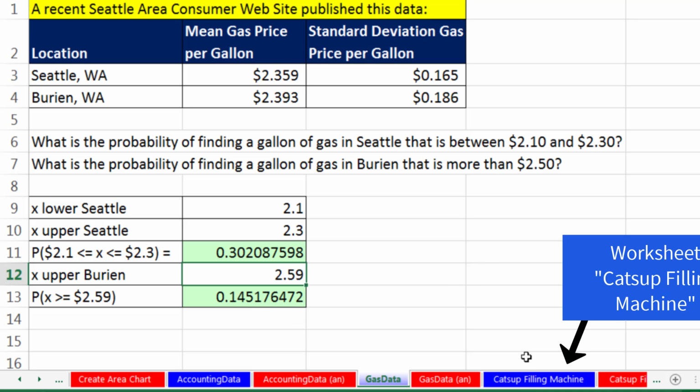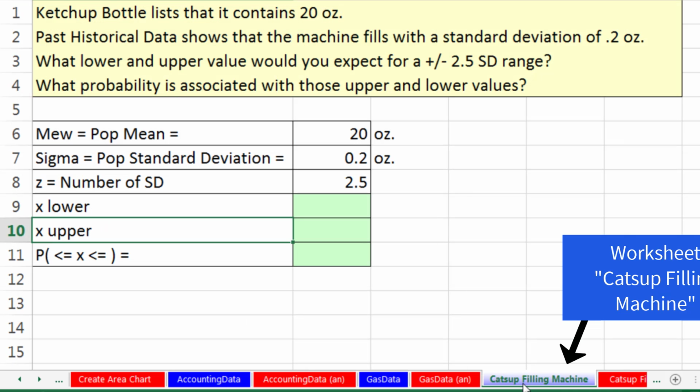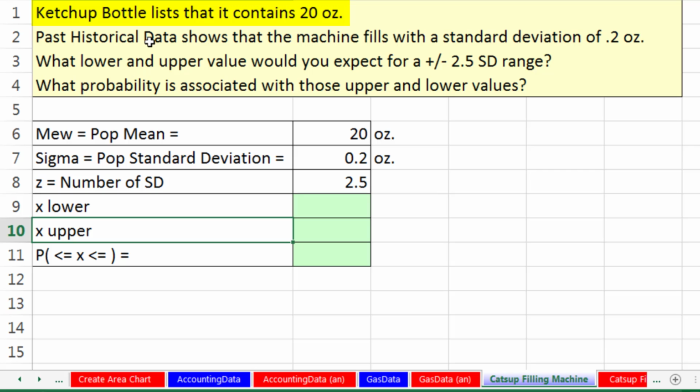All right, let's go over to our next example, ketchup filling machine. Now, a ketchup bottle lists on the label that it has 20 ounces. Past historical data for the manufacturing facility shows that the machine fills with a standard deviation of 0.2 ounces. What lower and upper value would we expect for a 2.5 standard deviation range? What probability is associated with those upper and lower values?